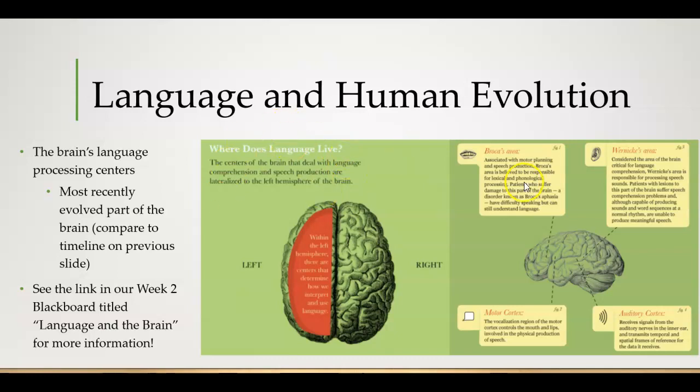Some words that might pop up in your studies as early childhood educators: you've got Broca's area and Wernicke's area. Broca's area is mostly associated with speech production, and Wernicke's area is for language comprehension. And if something goes wrong in either or both of those spots of the brain, then that directly impacts language, right?